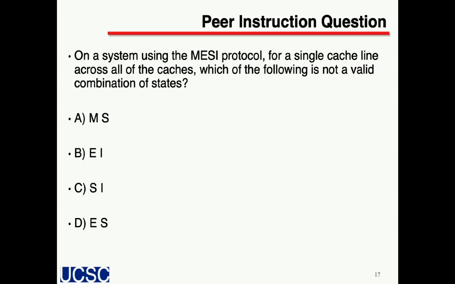Because what you say is exclusive allows you to read and write. The moment you go to write, no, exclusive allows you to transition to M. Sorry, yeah, it allows you to transition out.